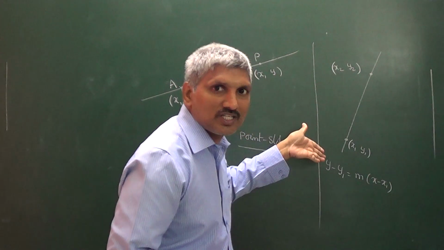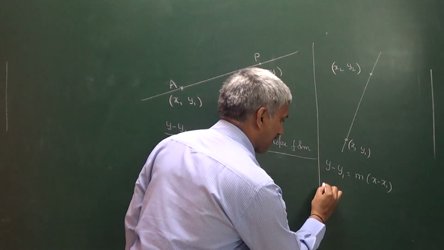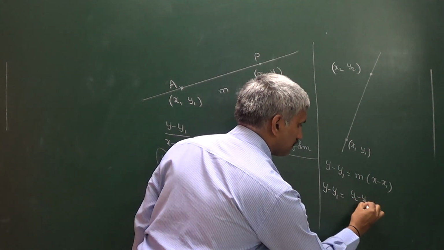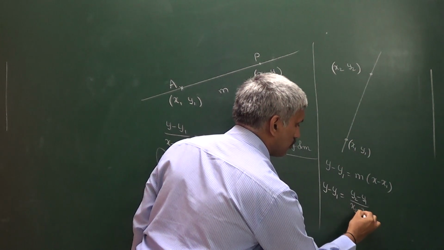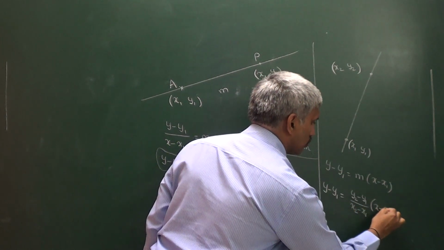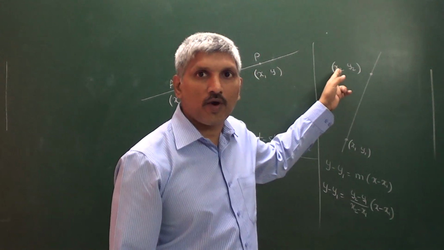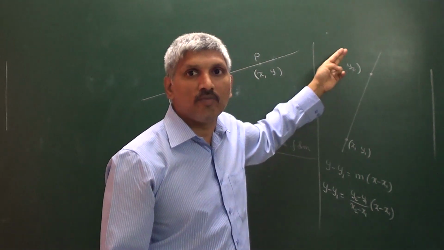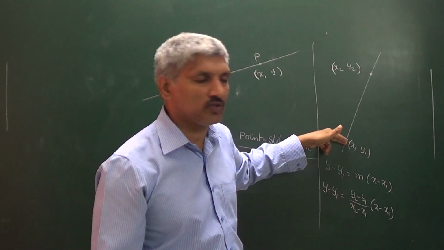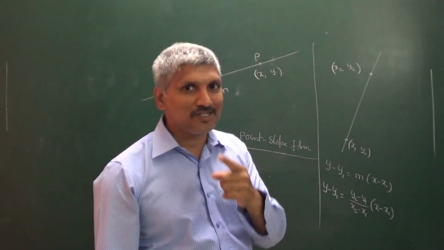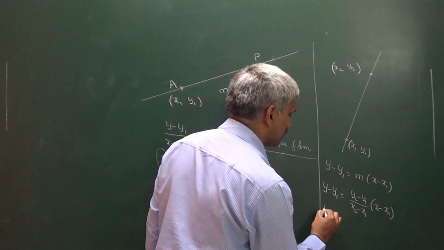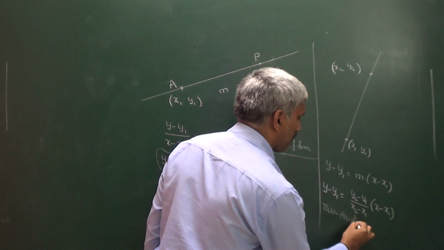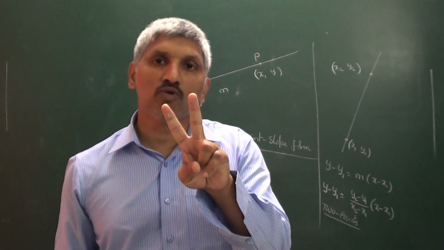Tell me, what is the slope of this line? This line's slope is given by (y2 minus y1) divided by (x2 minus x1). So the equation is y minus y1 equals (y2 minus y1) divided by (x2 minus x1), into (x minus x1), because (x2, y2) is one point and (x1, y1) is another point. So we got the equation of a line passing through 2 points. That's why we will call this the two-point form, the equation of a line when 2 points are given.